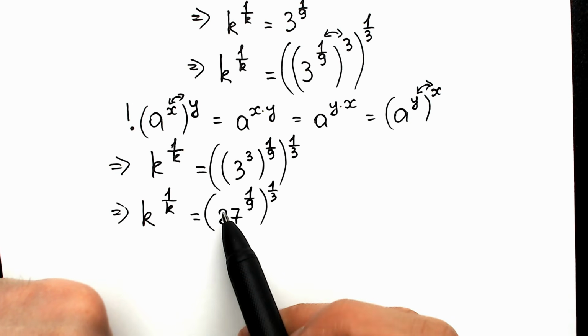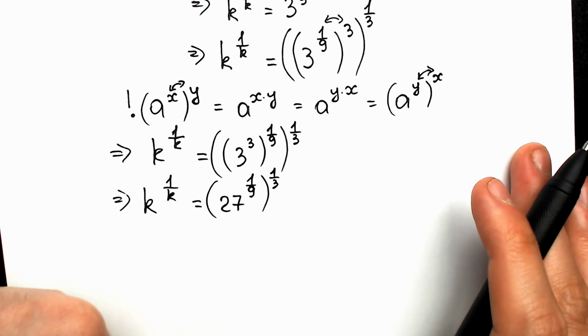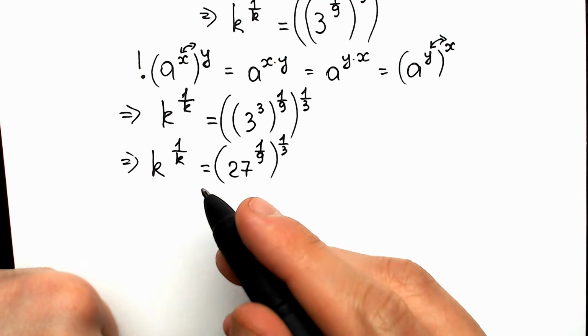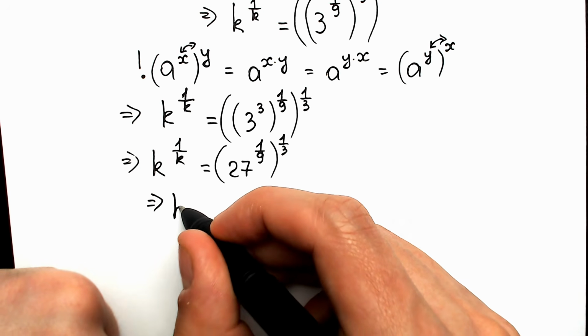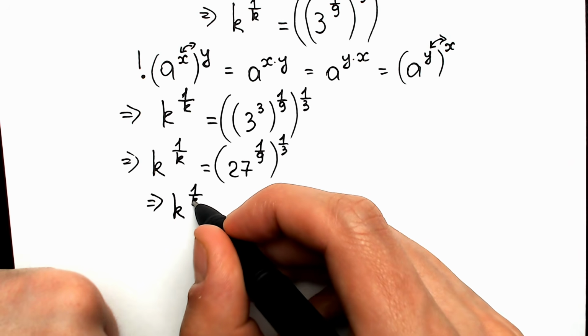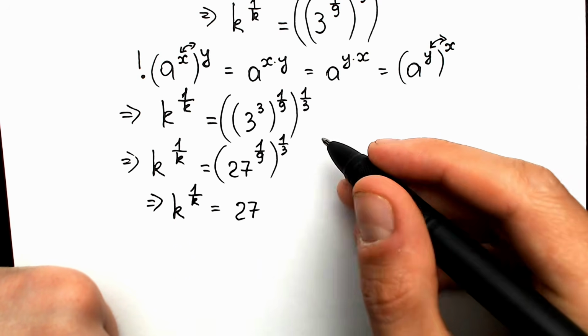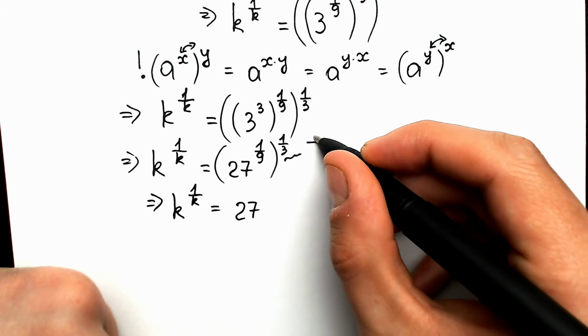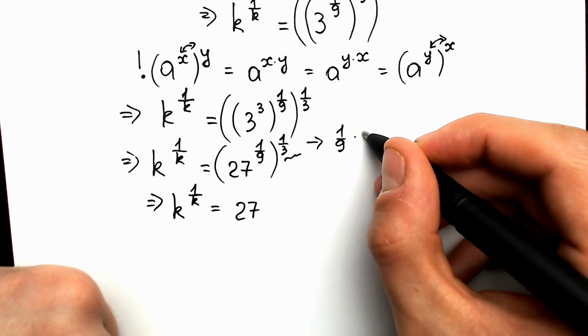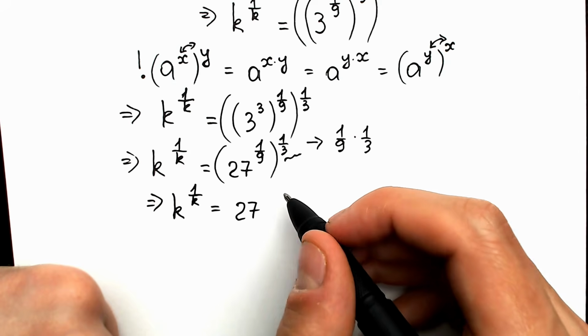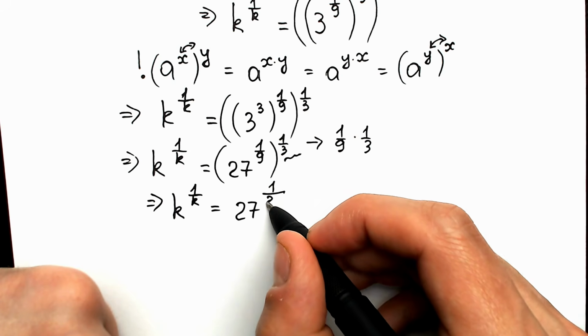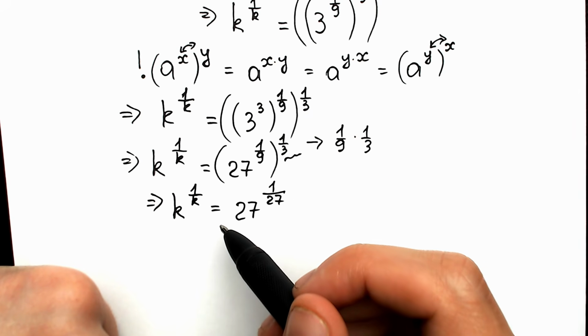And right now on the right side, we can easily simplify our power. We can write it as k to the power 1 over k equal to 27 to the power 1 over 9. So we can write this power right here as 1 over 9 times 1/3. Basically, this is equal to 1 over 27. And this is our final equation.